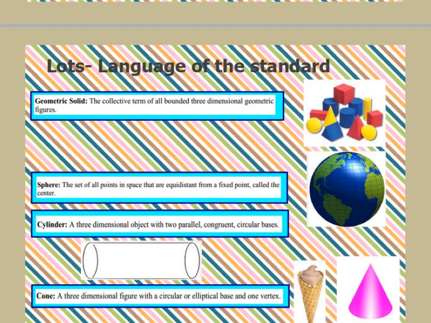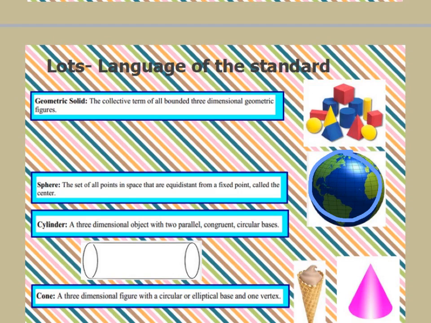Some of the vocabulary words that you need to know. A sphere is like this object right here. The set of all points in space that are equidistant, so equally distant from a fixed point called the center. That's a sphere, like a basketball, soccer ball.